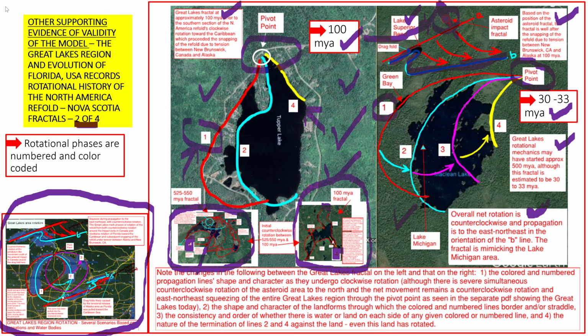The fractal is mimicking the Lake Michigan area. So if you see below, the below left insert, that's kind of what the Lake Michigan area looks like. You see those same numbers, 1, 2, 3, 4, or 1, 2, and 3 anyway in the lower left insert.